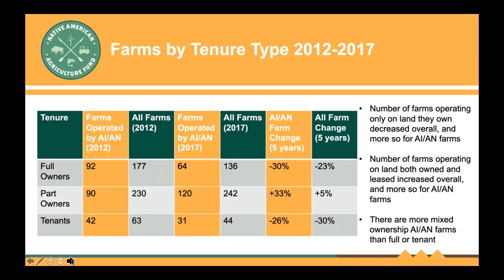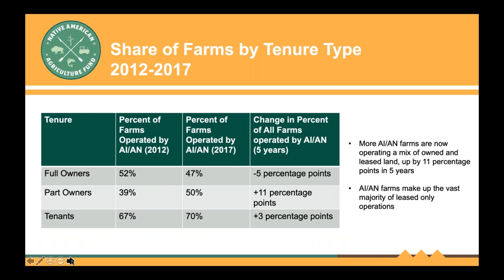So with that, I wanted to show the farms by tenure type comparison from 2012 to 2017. Here it shows that full ownership by American Indian and Alaska Native decreased, but part ownership by American Indian and Alaska Native increased, meaning that the American Indian and Alaska Native individuals are still invested at least partly. This is similar to the last slide, the share of farms by tenure and tenure type. More American Indian and Alaska Native farms are now operating a mix of owned and leased land, up by 11 percentage points from 2012 to 2017. And American Indian and Alaska Native farms make up the vast majority of leased only operations on the Cheyenne River Indian Reservation.